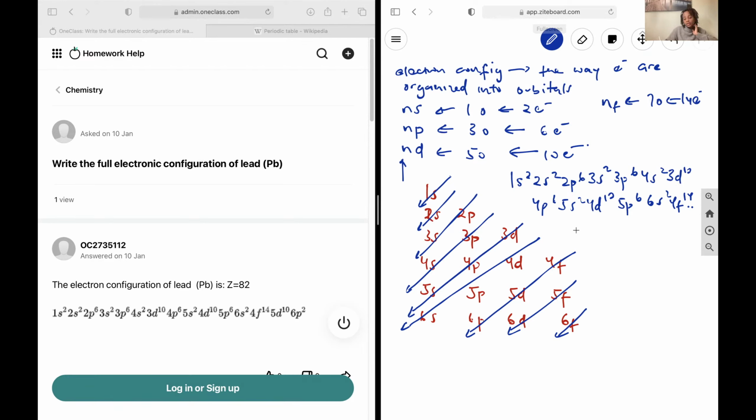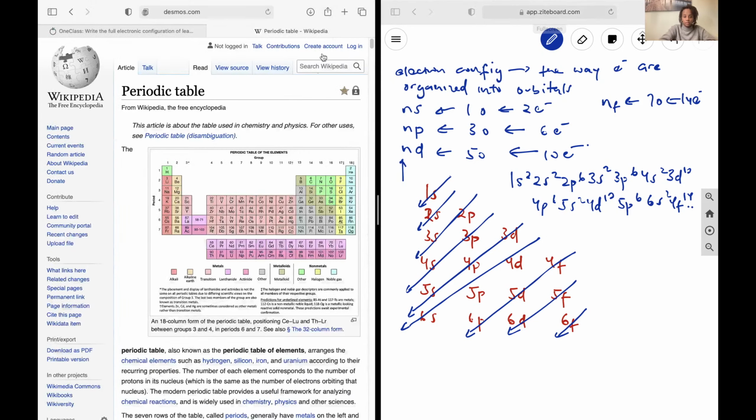And so I can figure out how many electrons I have for lead, which can easily be done by just looking at the periodic table here. And we see that we get lead. It sometimes takes a second to find things right here. And so we have 82 electrons. And so you just count all of the electrons until you hit 82.